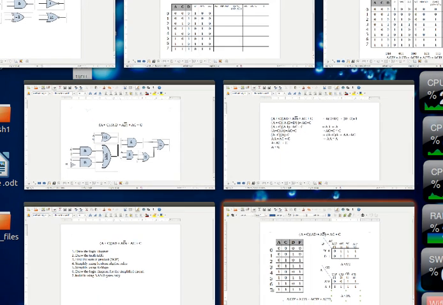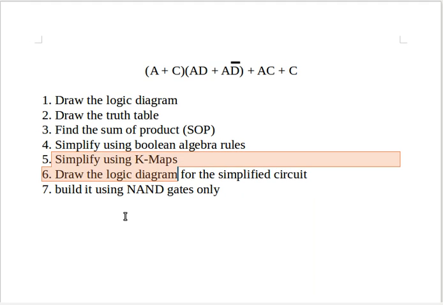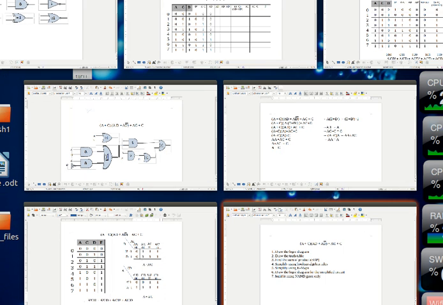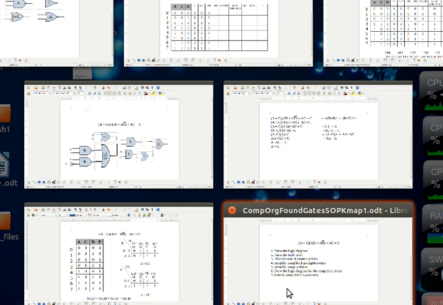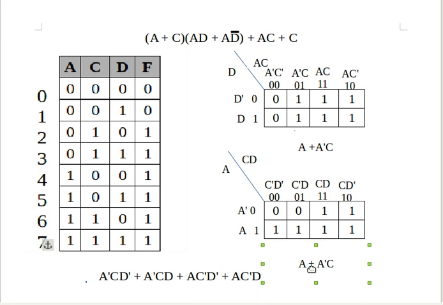And now let's see, what do I need to do more? Simplify Kmaps, we did it. Draw the logic diagram for the simplified circuit. That's gonna be easy. Build it using NAND gates. Let's draw the logic diagram for the simplified circuit using Kmaps.